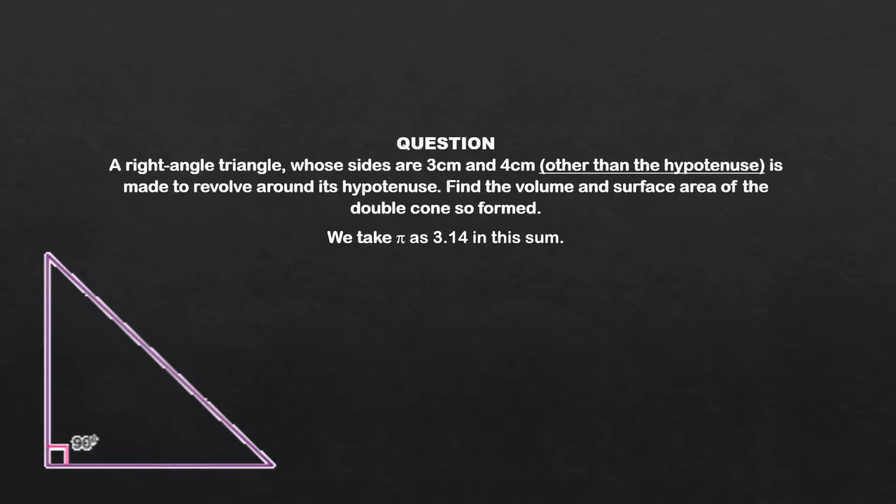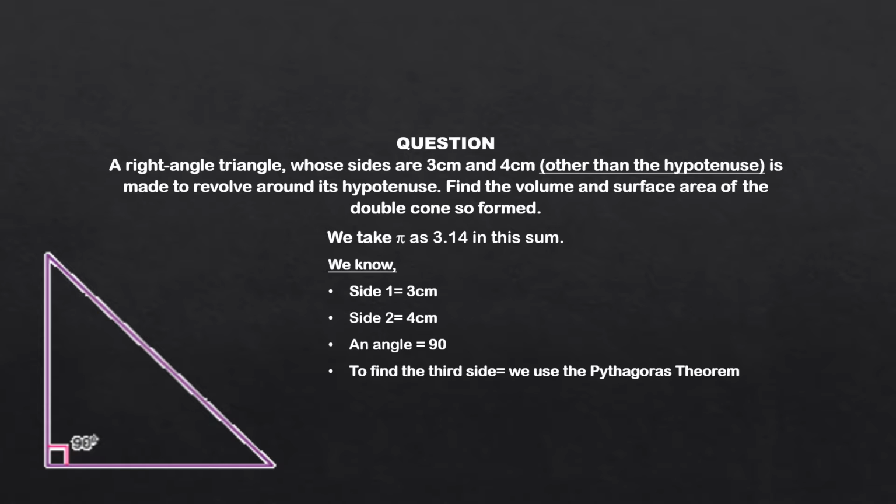Now, looking at the diagram of this right angle triangle, it might look like we have a 90-degree angle already formed in it. We can call the 90-degree angle, say, angle B for our sum. So the opposite longest side is our hypotenuse. Now from the values given to us in the question, we have the following: side 1, which is 3 centimeters, side 2, which is 4 centimeters, an angle that is 90 degrees, and the third side which is completely unknown to us, which we are supposed to find out using the Pythagoras theorem.